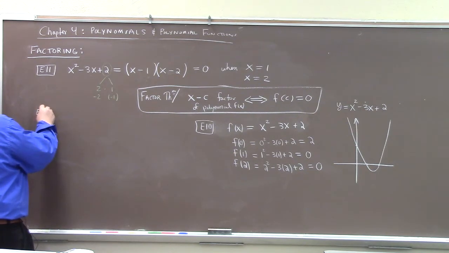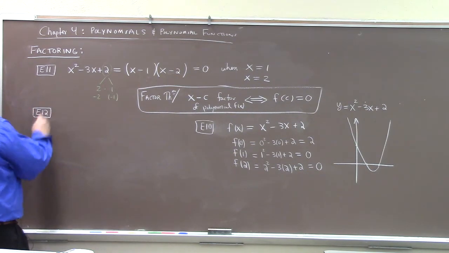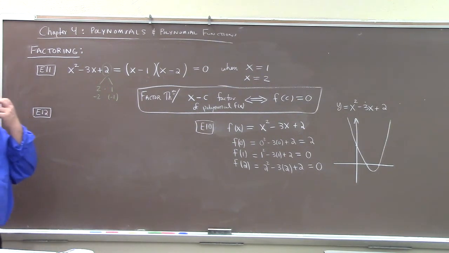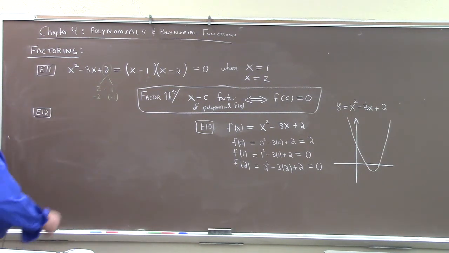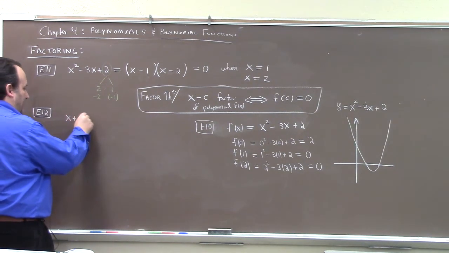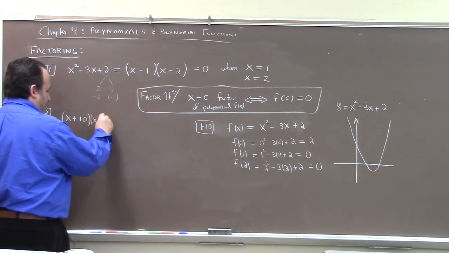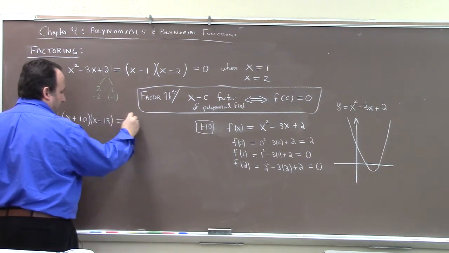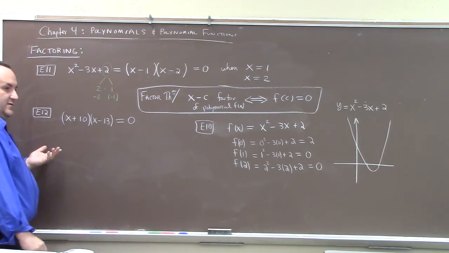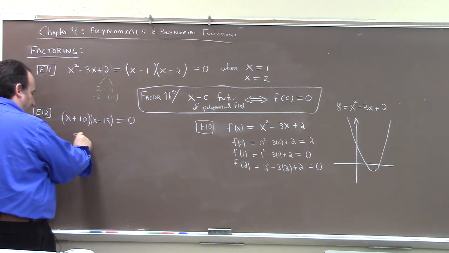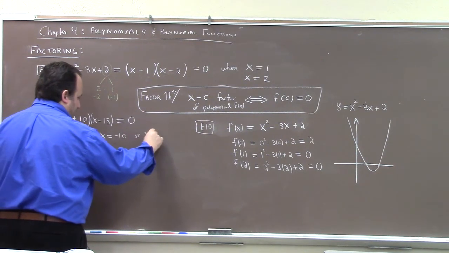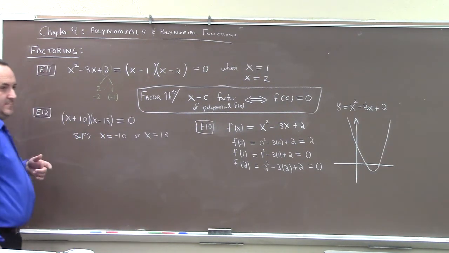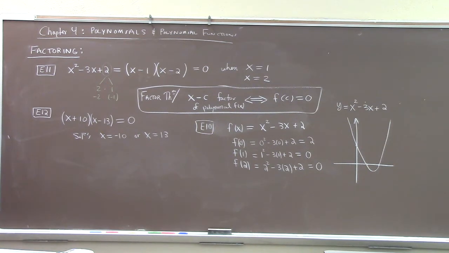So that also kind of motivates why we care about factoring, because if we can factor the polynomial, we can figure out how to make it 0. We just put in the opposite of the number appearing in the factor. So for example, if I had x plus 10 times x minus 13, and I wanted to solve that equal to 0, you know what to do. So the solutions are what? x equals minus 10, or x equals 13. So factoring is interesting because it allows us to solve problems.